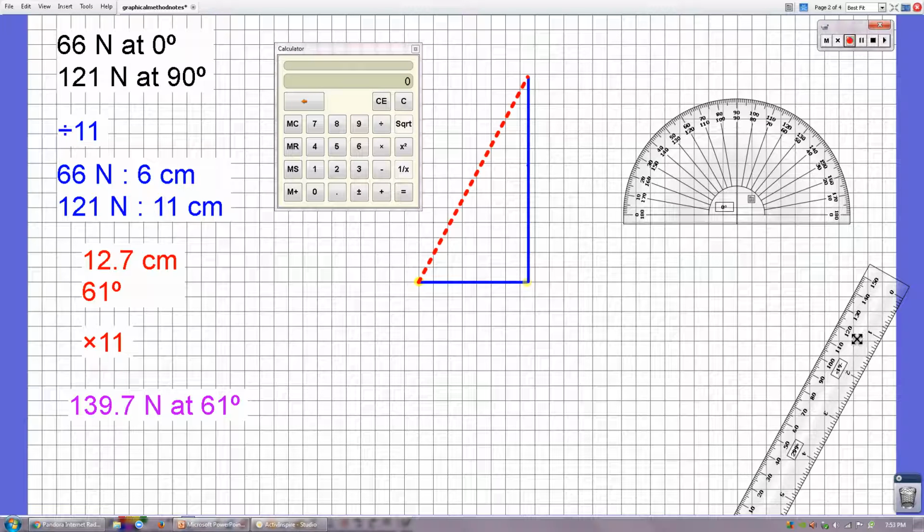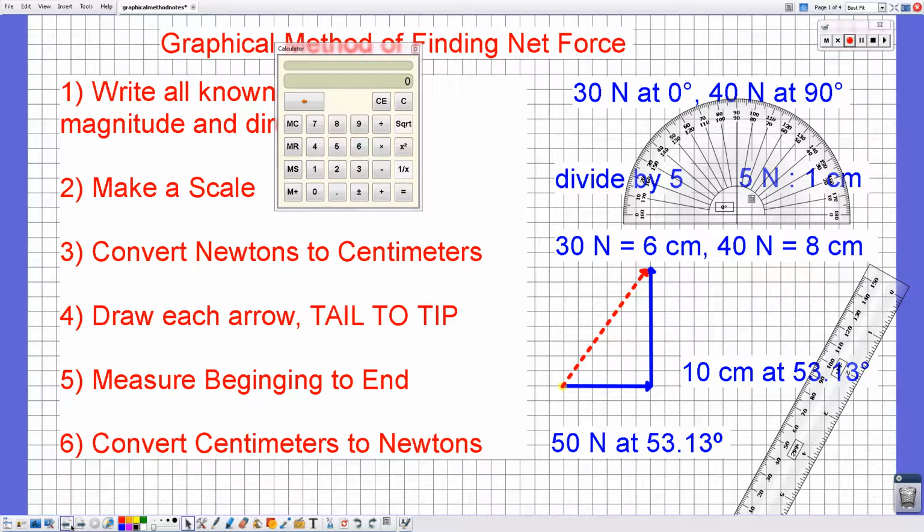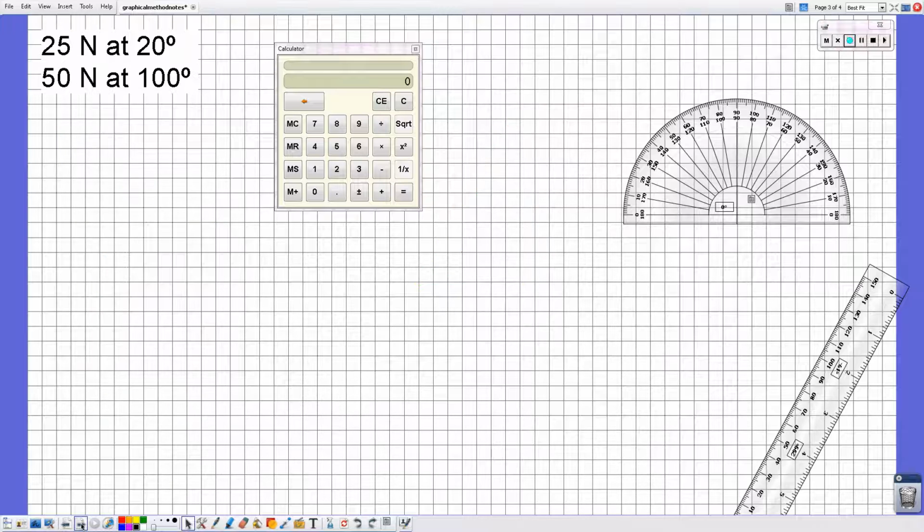Alright, so in the last video I went over the basic notes on how to do the graphical method, and I walked you through the easiest type of problem. In this video I'm going to walk you through two harder problems. This one's harder because it has one angle that's over 90 degrees. And this one is hard because it has three arrows, one over 90 and one over 180, which means we got to do that little flip upside down thing.